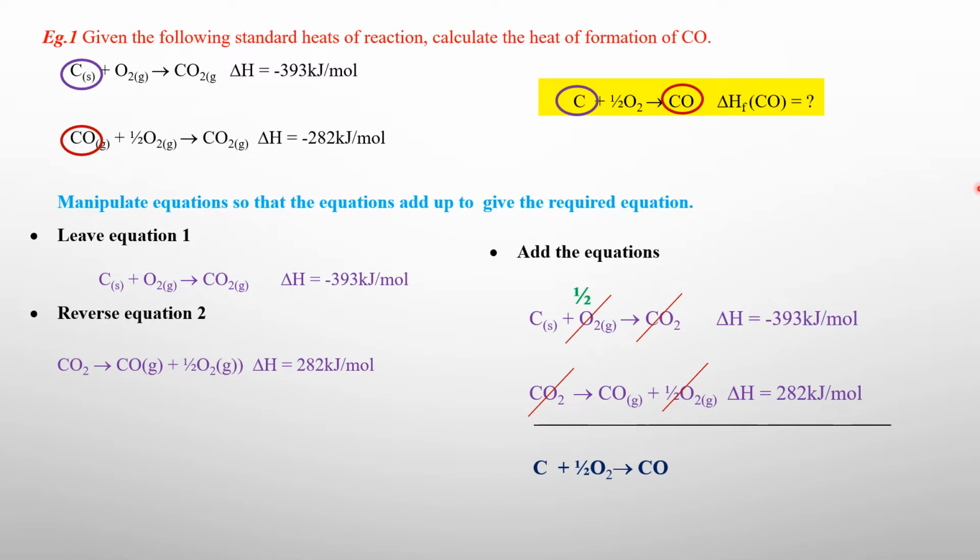So now add the two enthalpy values and your enthalpy change for the heat of formation of carbon monoxide will be negative 111 kilojoules per mole. Per mole because in the heat of formation, 1 mole of carbon monoxide is formed. So that is why we put the appropriate unit.